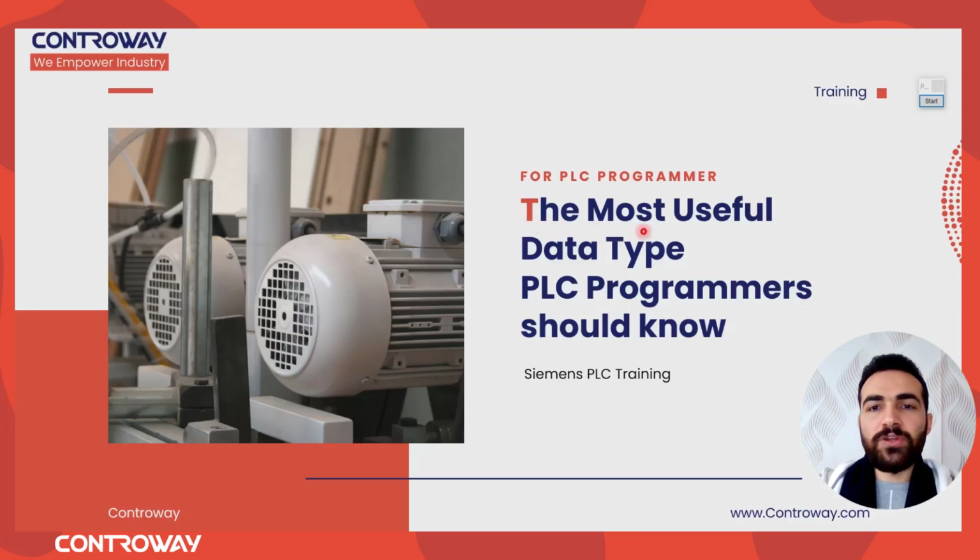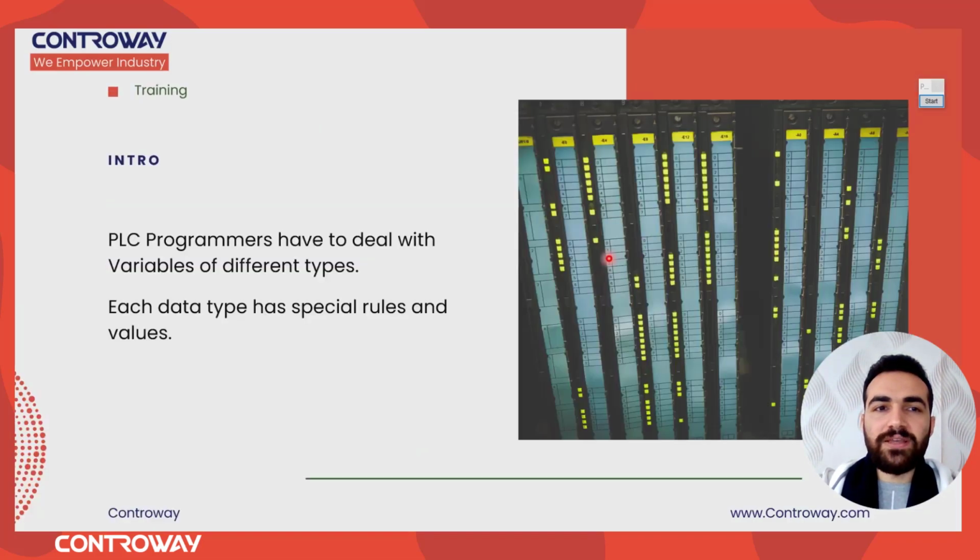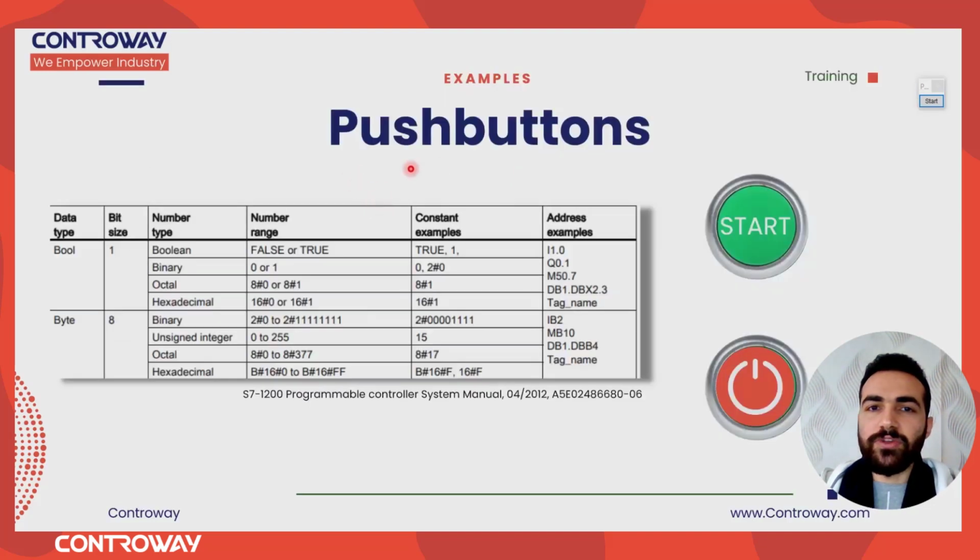In this lesson we will know what is the most useful data type for PLC programmers. As a PLC programmer you have to deal with a lot of signals. Each type of these signals needs a special type of data type. For example, if you are dealing with push buttons, you can use the Boolean data type because you only have two values: false or true, 0 or 1.